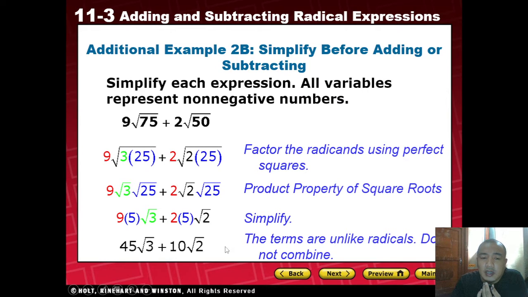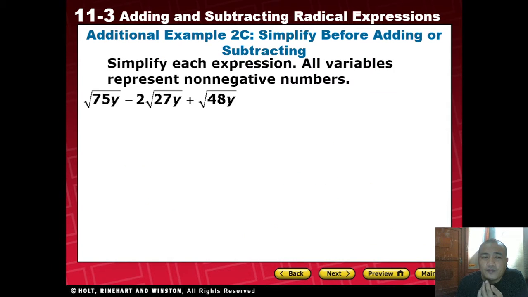So the terms are unlike radicals, so do not combine anymore, because they do not have the same radicand. This is 3, and this one is 2. So this is now the final answer: 45 square root of 3 plus 10 square root of 2.